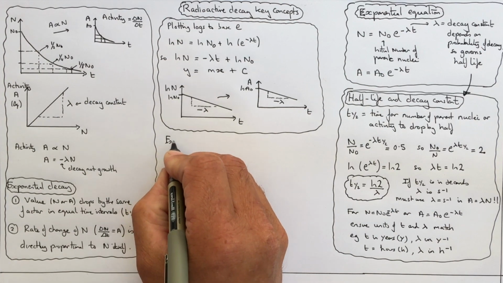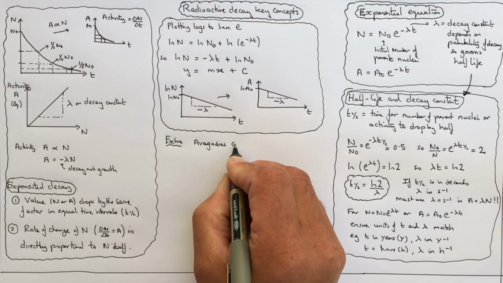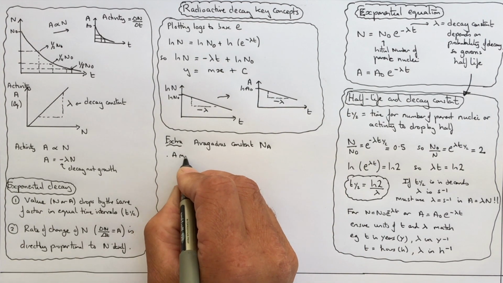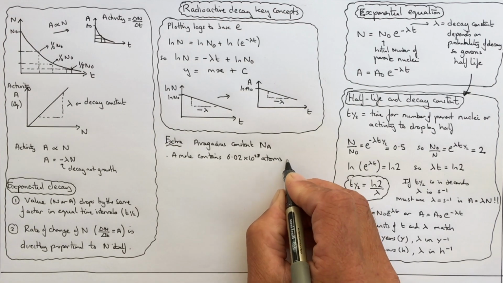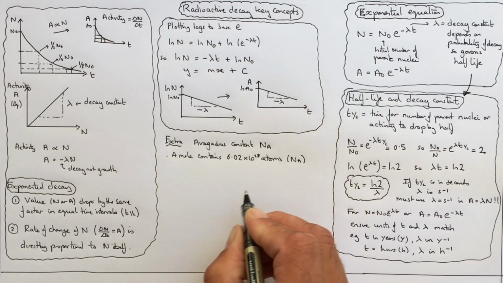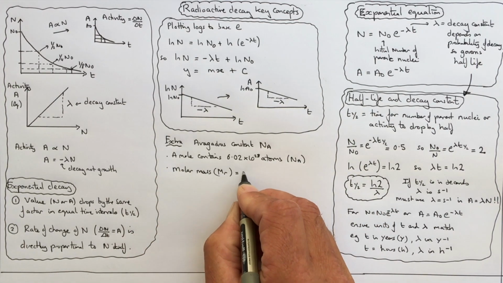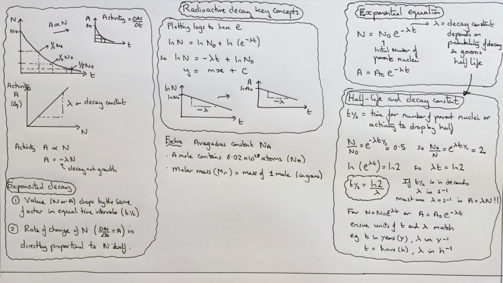Finally, the last thing we need to do is to look at using Avogadro's constant to work out the number of nuclei in a sample. So 1 mole of a substance contains 6.02 times 10 to the 23 atoms or nuclei, and that is Avogadro's constant. Secondly, the molar mass, M_r, is the mass of 1 mole, which is in grams, and is the same as the relative atomic mass, which you get in your question.